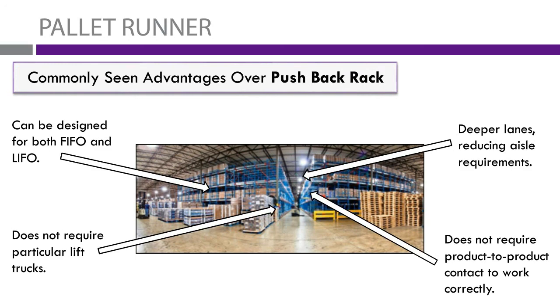Next would be some commonly seen advantages over a pushback racking system. The first thing that comes to mind is going to be that you don't need a specialized lift truck for it. Obviously, with a pushback system, the heavier the weight, the more you're pushing back, you do need a stronger truck. So if you're pushing back 10,000 pounds of product, but you've only got a 4,000-pound lift truck, obviously there's going to be an issue there. With the pallet runner system, the pallet runner is doing all the work for you, and it's doing all the heavy lifting, and it's only bringing one pallet at a time. So as long as your lift truck can lift the pallet that you're dealing with, there's no issue. There's no need for a higher truck, or there's no need for a specialized truck.